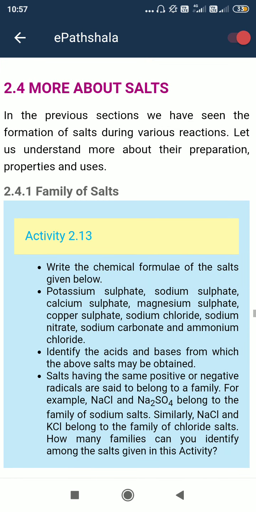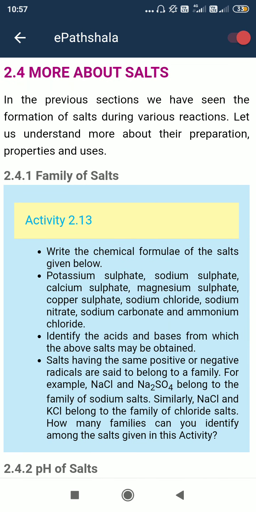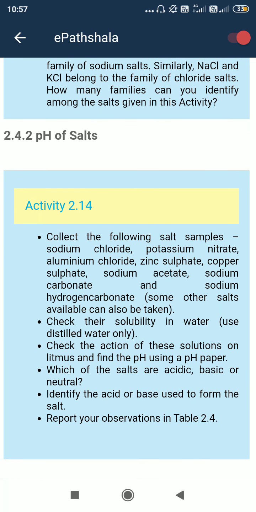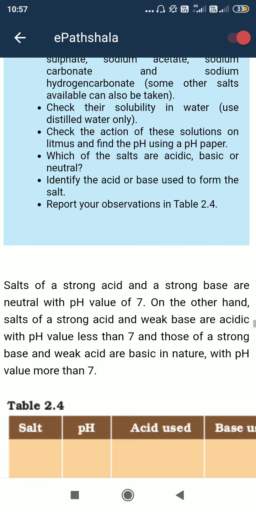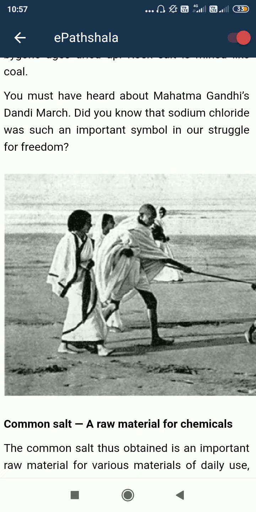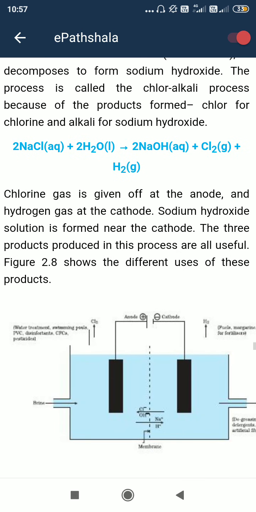Now coming to salt. Salt is nothing but the reaction product of an acid and base reaction. When an acid like HCl, hydrochloric acid, and a base like NaOH, sodium hydroxide, react with each other, they form NaCl, sodium chloride salt, and H2O, water. So acid plus base gives us salt plus water. Common salt is sodium chloride, NaCl, which we use.